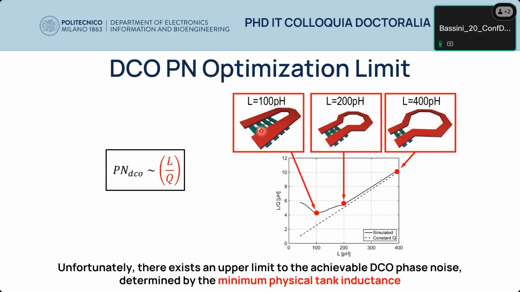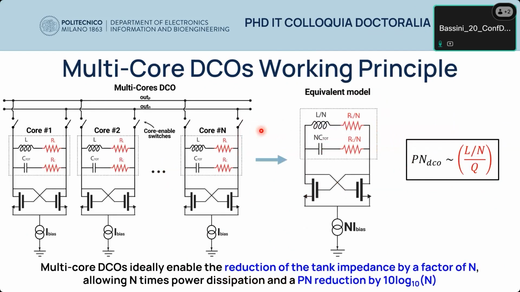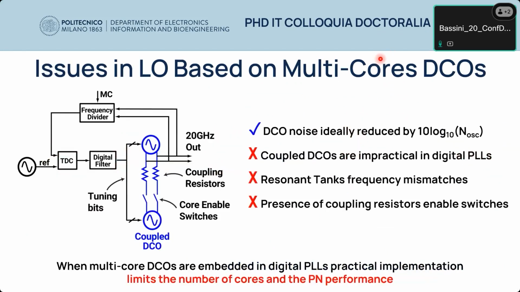To overcome this limitation, in literature, an interesting approach has been proposed, which is the multi-core DCO topology. If you connect in parallel different LC tanks, you can create an equivalent tank model which has the same quality factor in principle and an inductance which is n times less, where n is the number of cores employed, allowing you to reduce the phase noise by n. However, even if it seems promising, when inserted into PLLs, this topology exhibits some drawbacks.